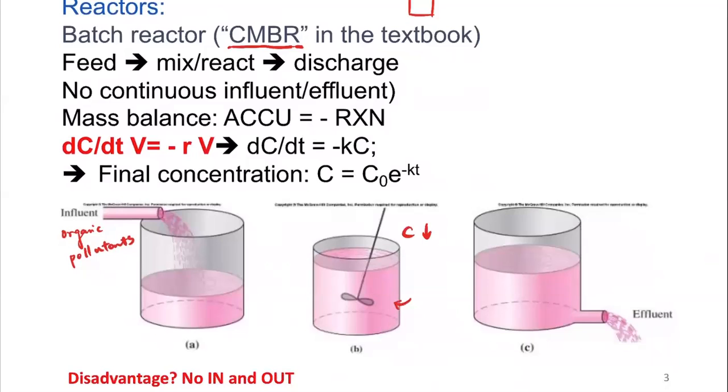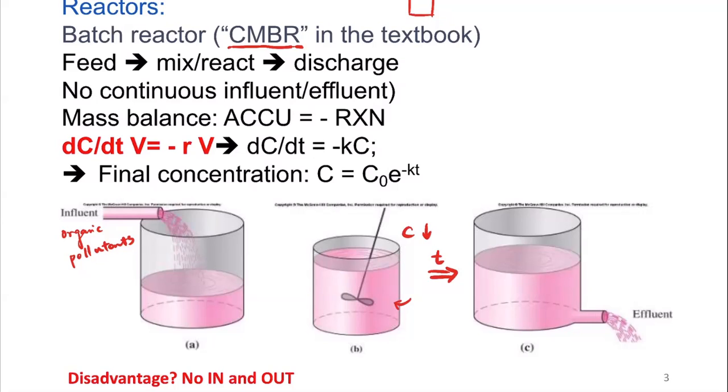So after a certain amount of time, we can monitor the concentration of the pollutant. If the concentration is low enough, we can send it to the effluent. Basically, we can discharge it, right? So we can use this method to reduce the concentration of the pollutants in the wastewater, right?